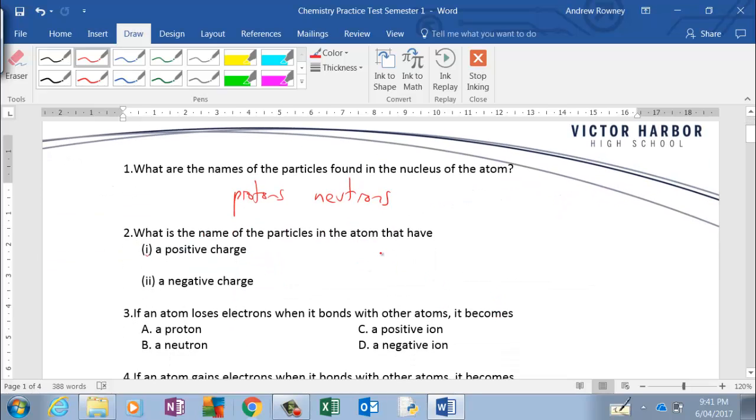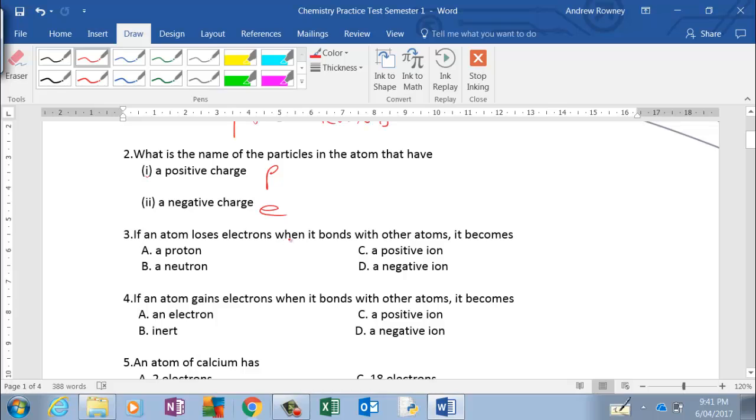What is the name of the particles that have a positive charge? They are the protons. The negative charge are electrons. If an atom loses electrons, it becomes a positive ion.